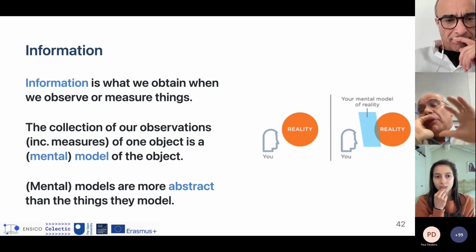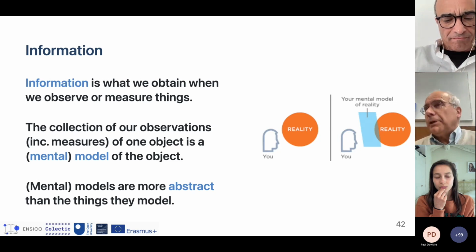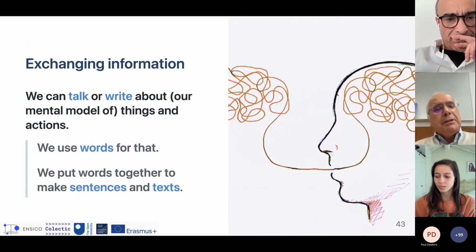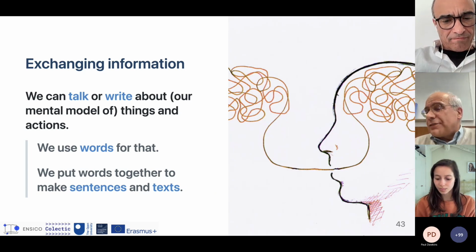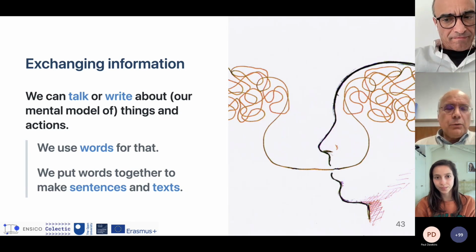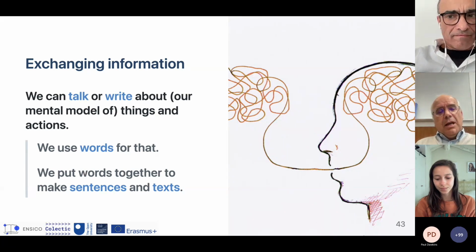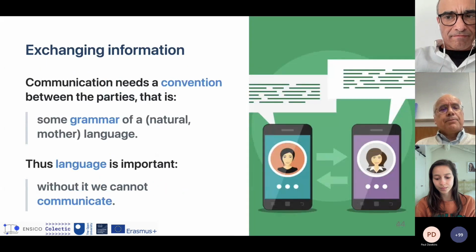And mental models are more abstract than the things they model, because they leave out details of reality which don't interest us in a particular situation or context. Okay, once we have these mental models and we have some command of a language, we can start talking and writing about our mental models of things. We use words for that. Putting words together, we make sentences and we write texts.